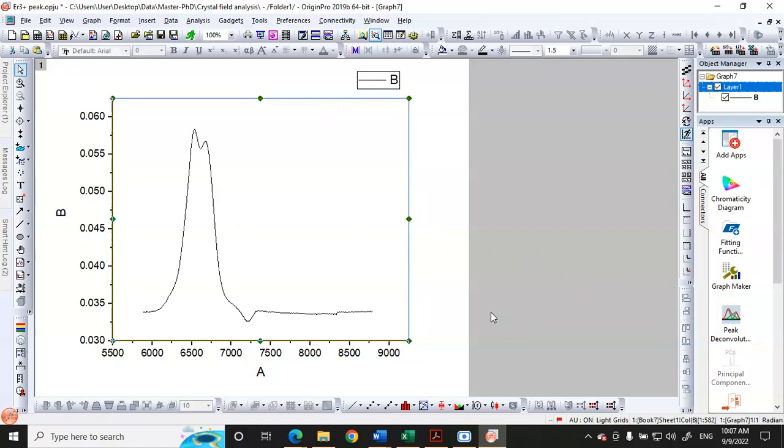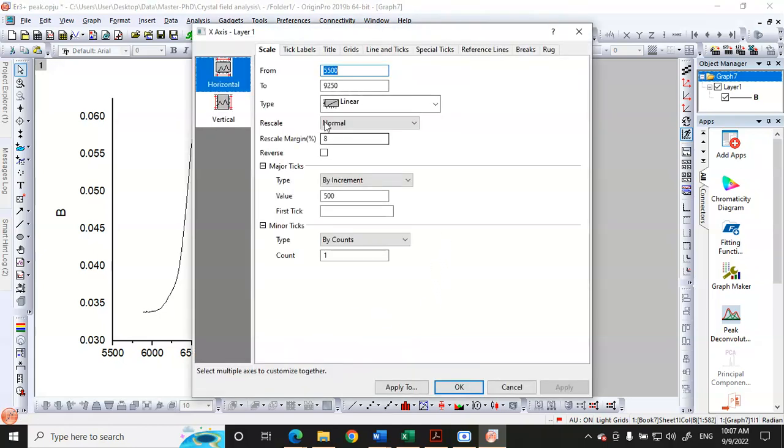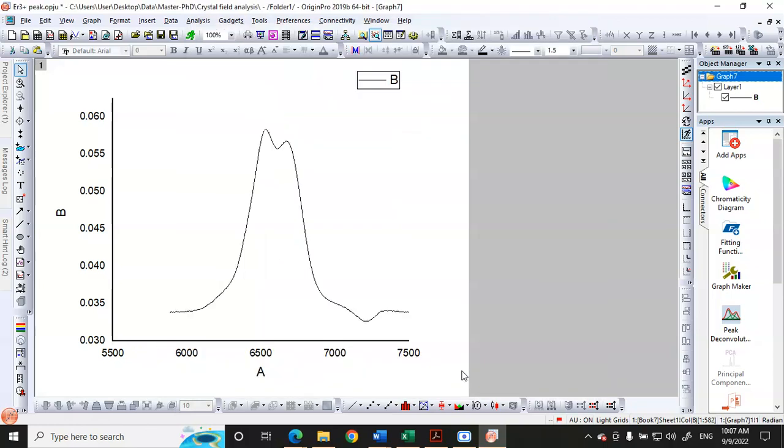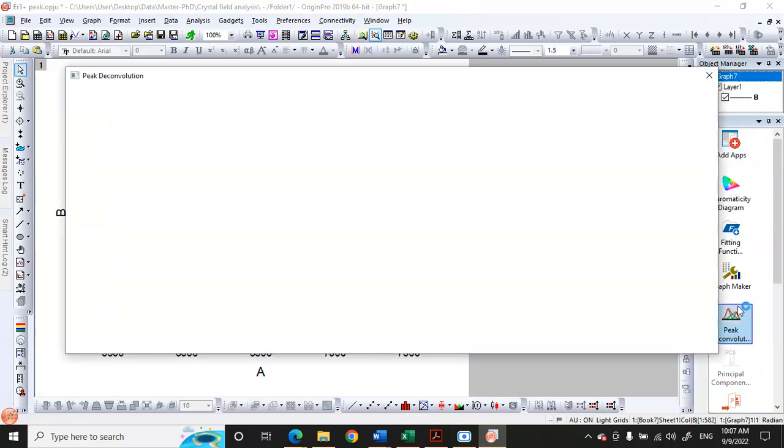So to make it clear, I think I will try to reduce the scale for X, until 7,500. Okay, 7,500. Make it clearer. Okay, so nampak lebih jelas di sini. So we go for peak convolution. Okay, these apps actually you can try to install. Add apps here. We go for peak convolution.